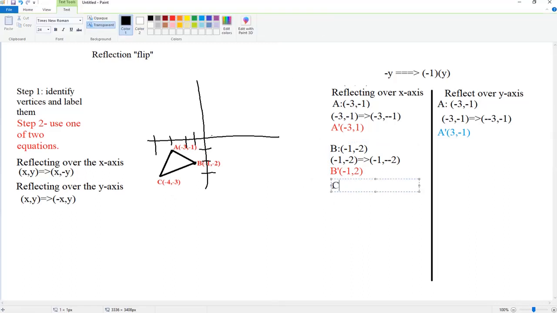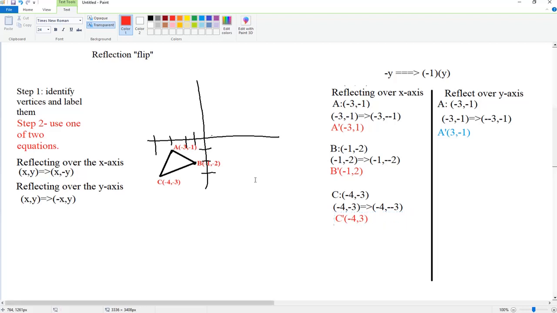And then I have my C, which is negative 4, negative 3. And I'm getting all of these points from here, from this graph. I'm basing it off the graph. And I'm going to use the equation, so I'm going to plug in negative 4, negative 3, do my little arrow, and I know that whatever the x is stays the same, but the y has a negative in front, so the x stays the same, and the y will have a negative in front, which means that my C prime is going to be negative 4, positive 3.